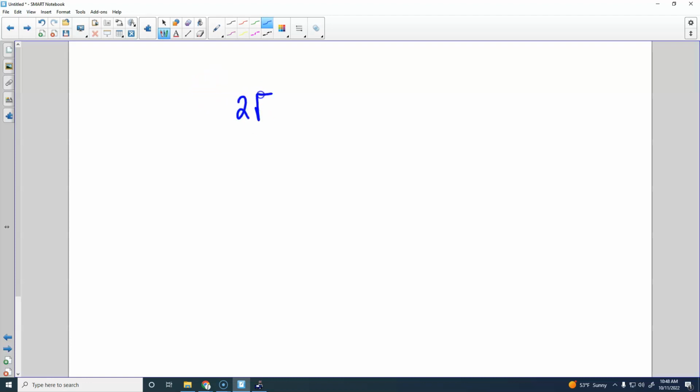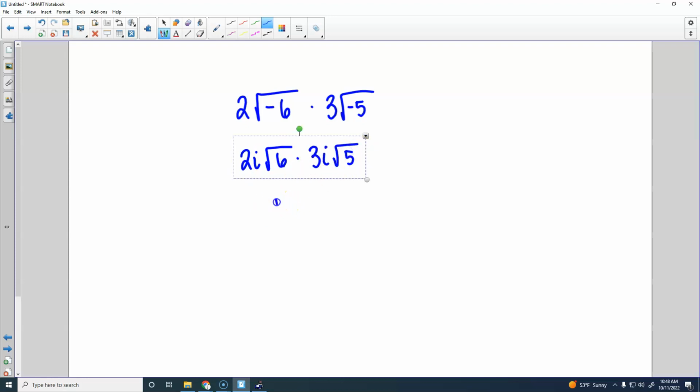So if you have 2 root negative 6 times 3 root negative 5, you need to pull the i's out first. 2i root 6, 3i root 5. Then you can multiply together: 6i squared root 30. So you get negative 6 root 30. So make sure if you're multiplying 2 things together, you pull the i out first. It only causes problems when you have negatives under both of them, because you're going to end up with an i either way if there's only one, but it will cause you to miss it if you don't do the i's first. It's on Delta Math, yes.